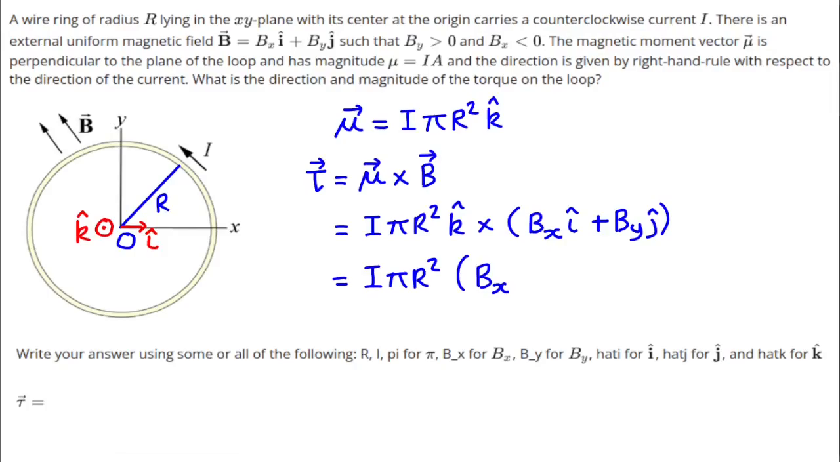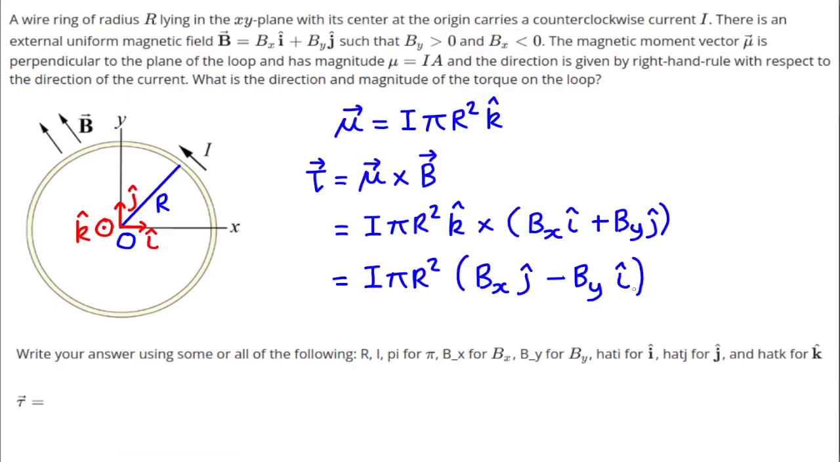So by the right hand rule, that gives a unit vector in the positive j direction, and plus By times k cross j. Well, j cross k gives a unit vector in the positive i direction, so k cross j gives a unit vector in the minus i direction.